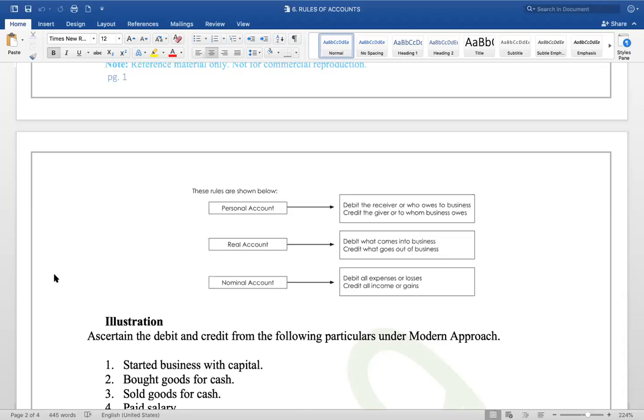Now real account: debit what comes in, credit what goes out. Cash is an asset for Lalita, so she credits cash when it is going out. When it is paid, she credits it. Debit what comes in. So Maheshwar debits the cash account: cash account debit to Lalita, he writes that way. Let's come to nominal account: debit all expenses and credit all incomes.